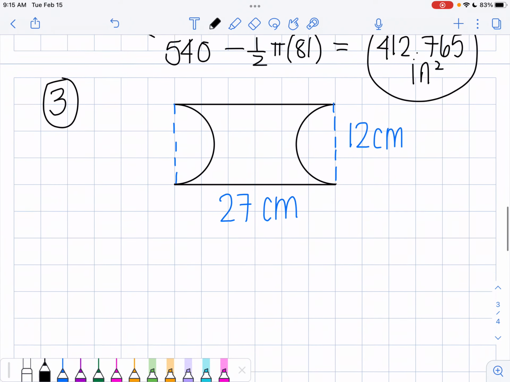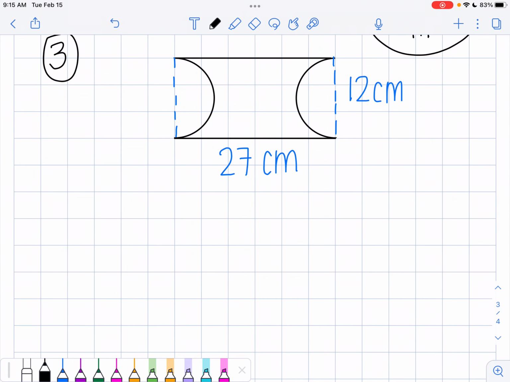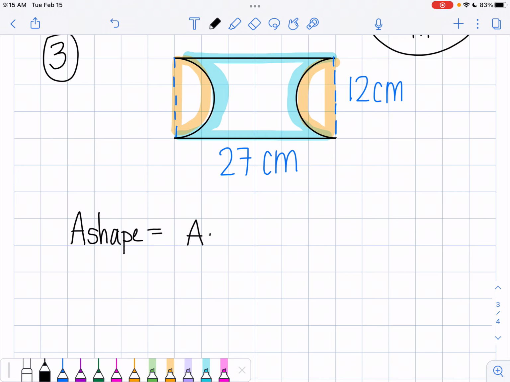And last but not least, our last example. This would be a good one to try on your own. So we're going to try to find the area of this shape. This is the same concept as the last one, except now, instead of taking out a half a circle, I'm actually taking out a full circle, because this semicircle plus the semicircle on the right is going to give me a full circle. So the area of this shape is equal to the area of a rectangle minus the area of a full circle. So I have, again, length times width minus pi r squared.